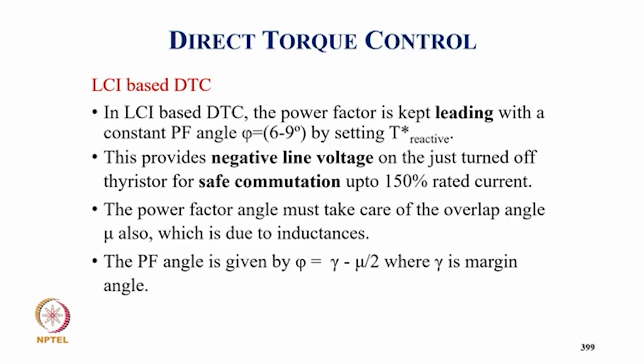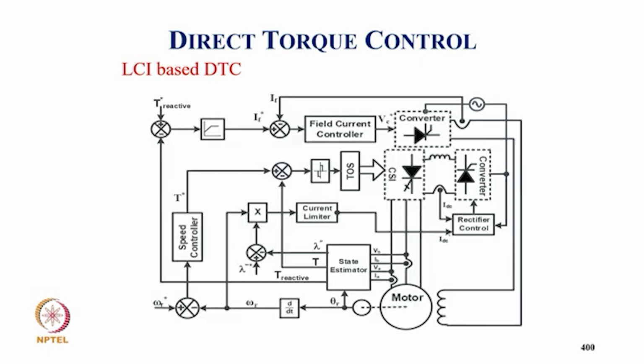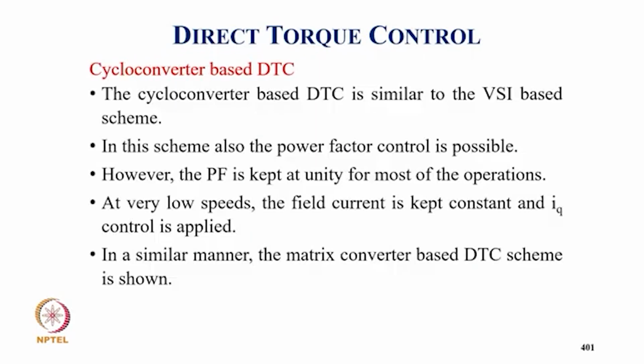So coming to line commutator inverter based DTC. In line commutator based DTC, the power factor is calculated with a constant power factor angle phi equal to 6 to 9 degrees by setting Q star reactive. This provides the negative line voltage just to turn off the thyristor for safe commutation up to 150% of rated current. The power factor angle must take care of the overlap angle also, which is due to inductance. The power factor angle is given by phi equal to gamma minus mu by 2, where gamma is the margin angle. And this is typically the block diagram of the line commutator LCI based drive.